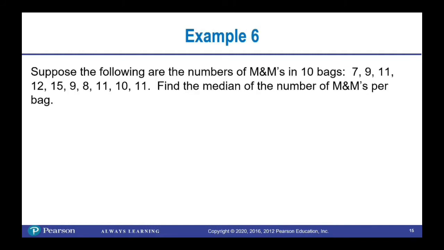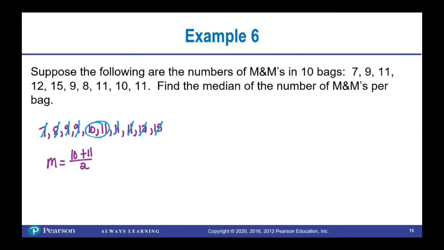So here in example 6, we have the numbers of M&Ms in 10 bags of M&Ms, and we're asked to find the median value. First, put your data values in order from smallest to largest. Then mark off a value at either end until you get to the middle value. Now notice this time we have 2 values in the middle. So we add our 2 values together and divide by 2, and we get a median of 10.5. Again, notice that I used a capital M to represent the median.